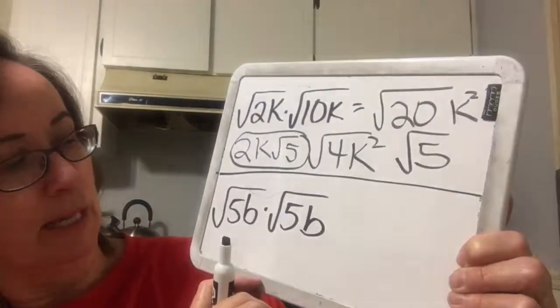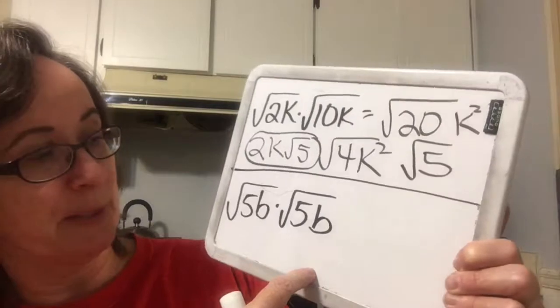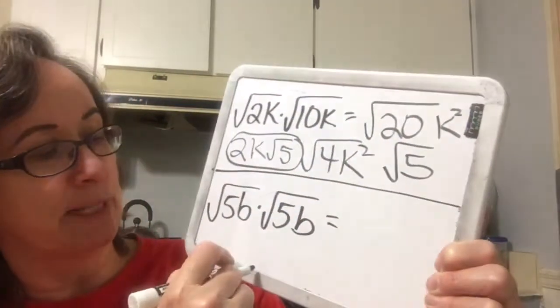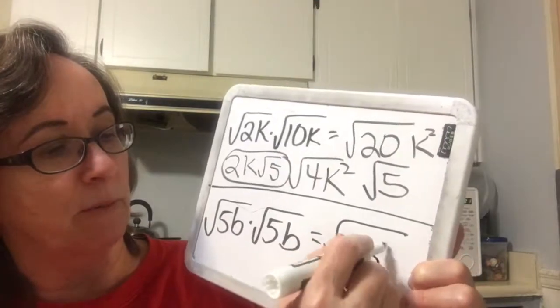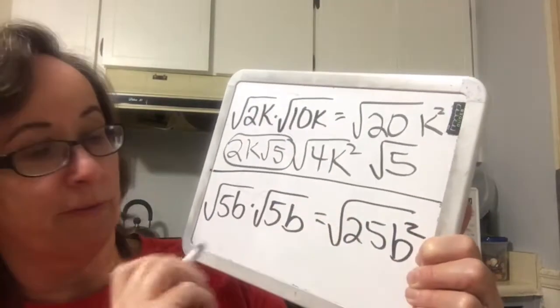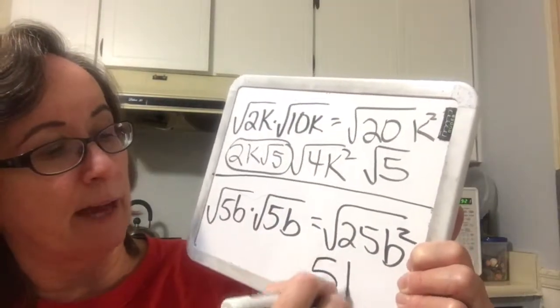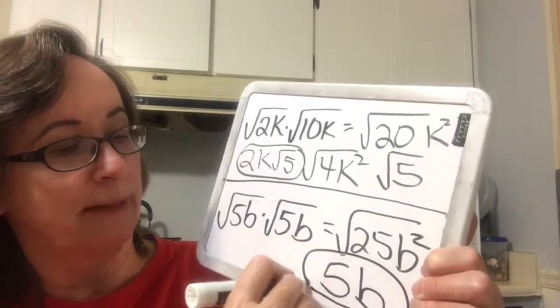There it is. Now this one I would definitely put together, because when I put them together in one radical, I get the square root of 25b squared, which is perfect, and it will pull out of the radical as 5b.